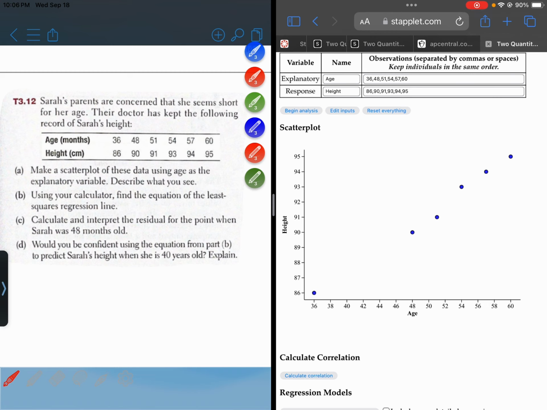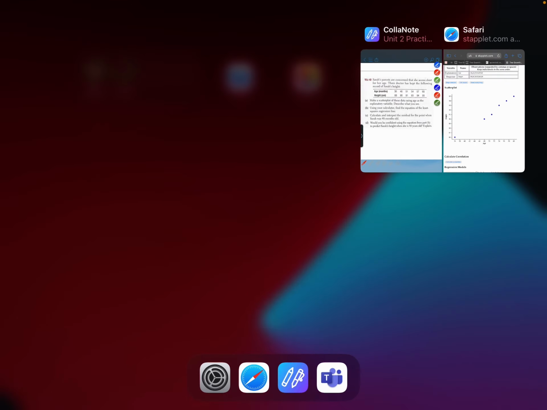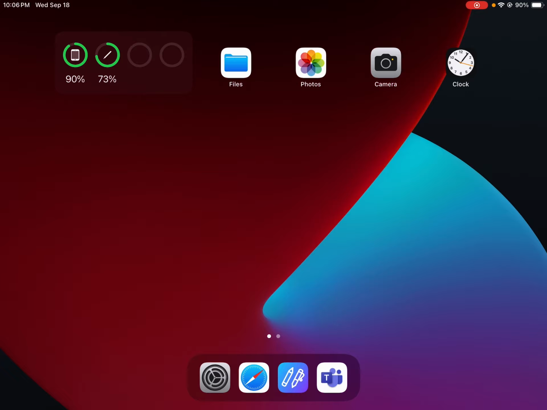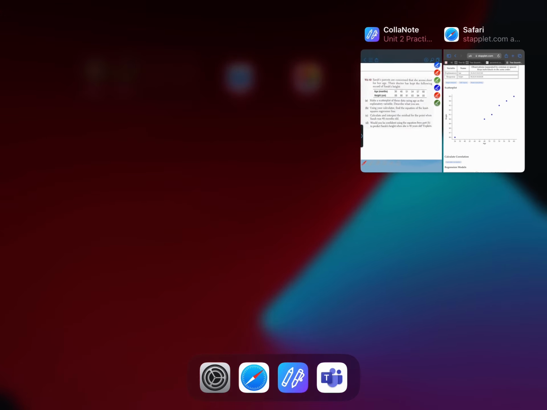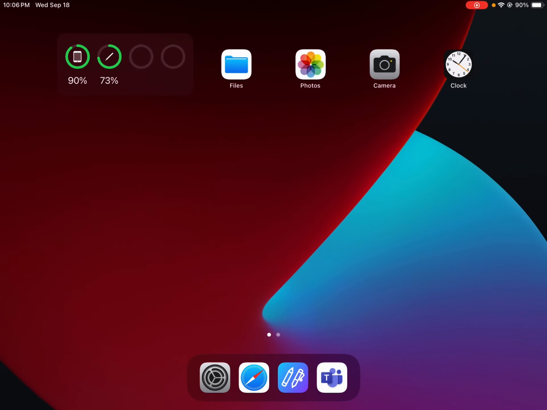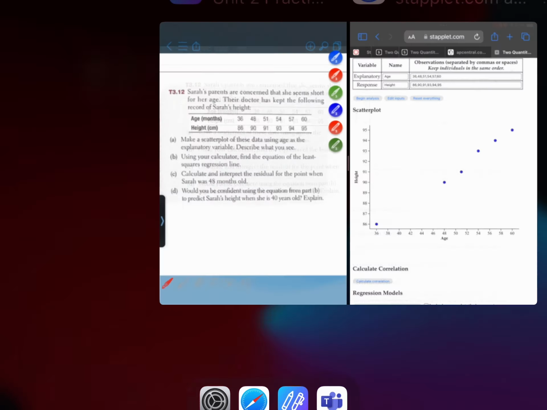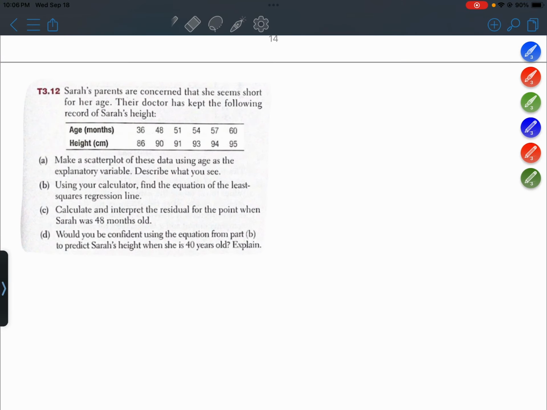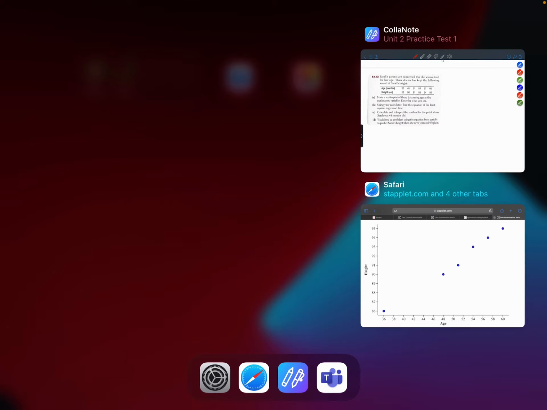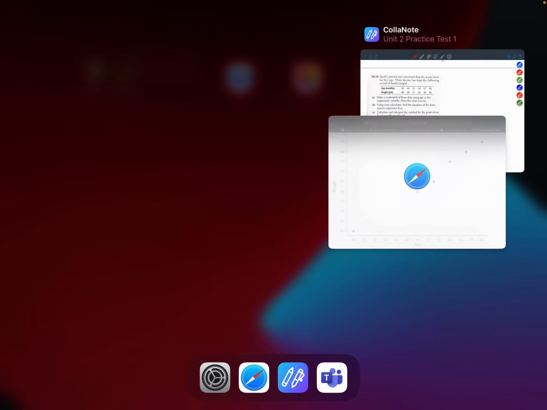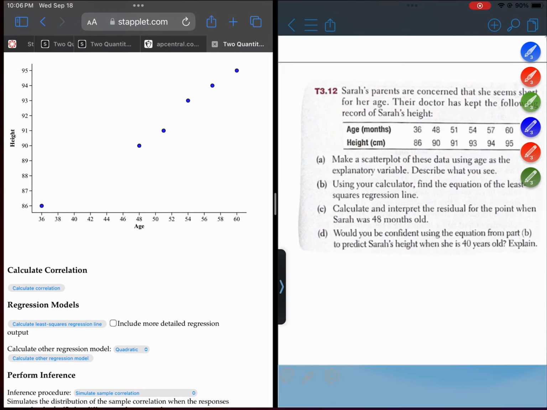Describe what you see. All right, so I'm going to switch things here. How do I separate this? Let's try this instead. I'm right-handed, so I'm going to want to write on the right side. So I'm just going to switch things around there.